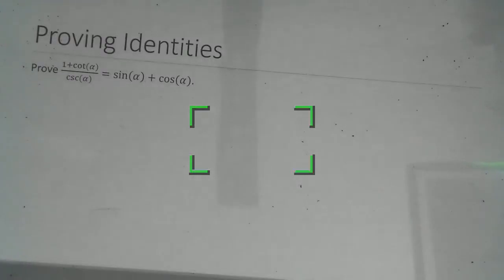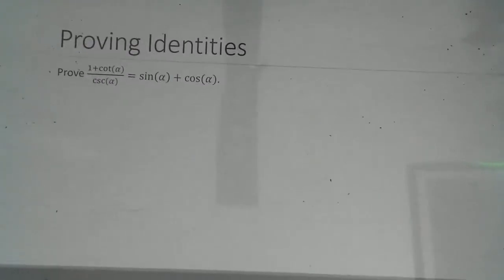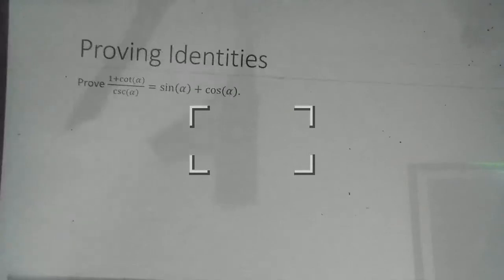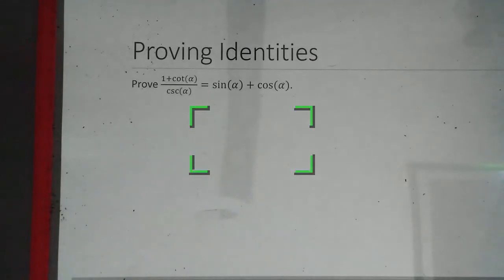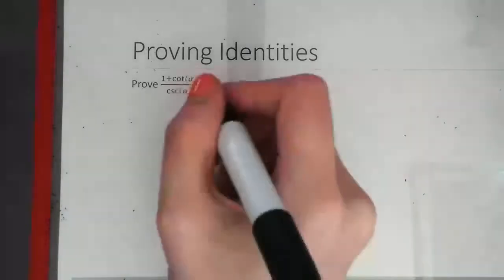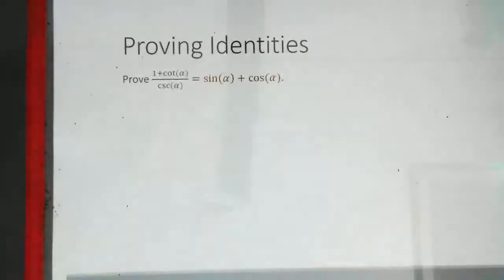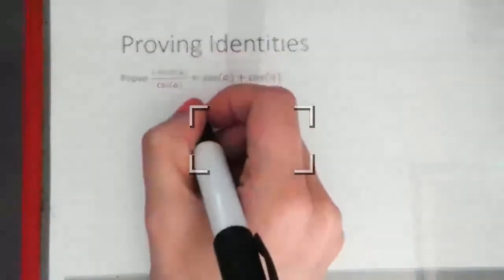So we're going to start by proving that 1 plus the cotangent of alpha over the cosecant of alpha is equal to the sine of alpha plus the cosine of alpha. Now I'm going to start with a side that looks more complicated. Sorry, sine and cosine, but this cotangent and cosecant stuff looks a bit more complicated. I'm going to try breaking up my fraction and see if that helps. I'm not going to touch this right-hand side. I'm going to leave it alone.